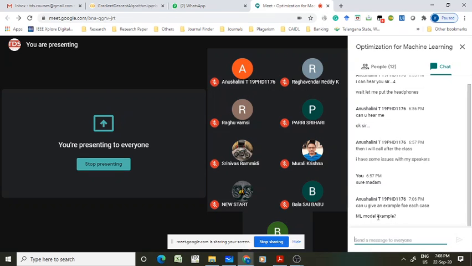Can you give an example for each case? ML model definitely. Yeah.